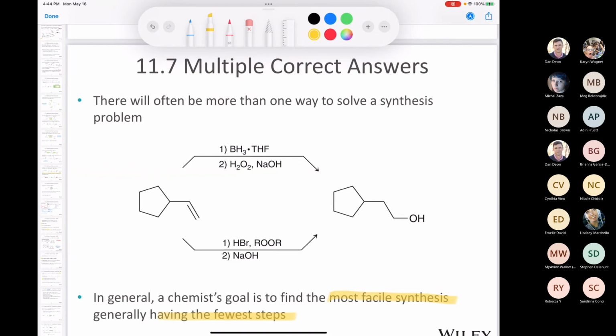You see here, we're taking this terminal alkene and we're converting it to a primary alcohol. How would you do that? Well, there's a couple of ways. You could just do an anti-Markovnikov addition of water, as you see in the top example or the top reactions. However, another option would be to do an anti-Markovnikov addition of HBr across the double bond and then treat it with hydroxide as a nucleophile.